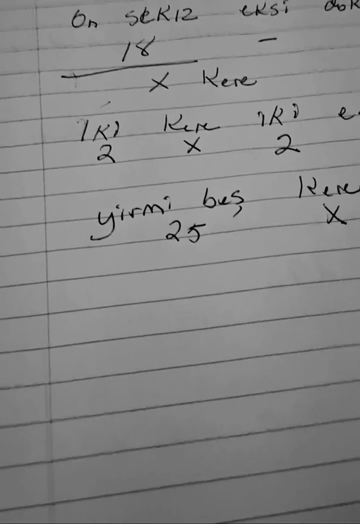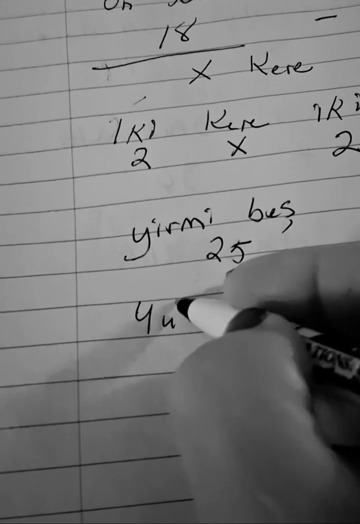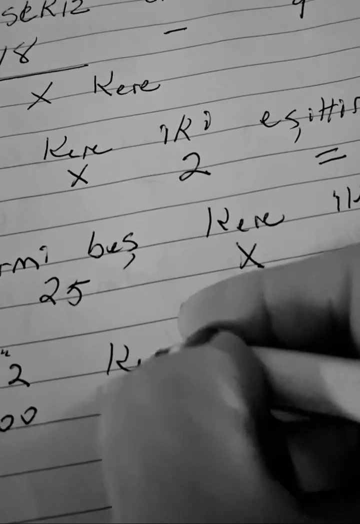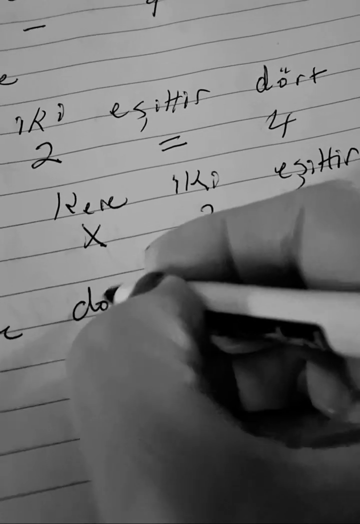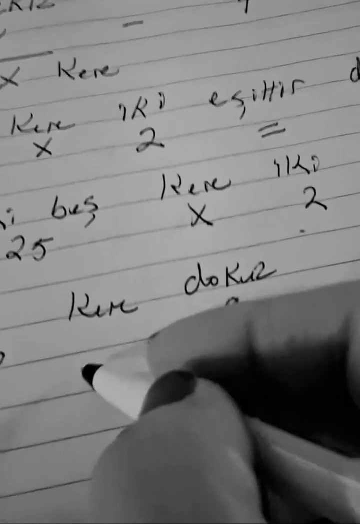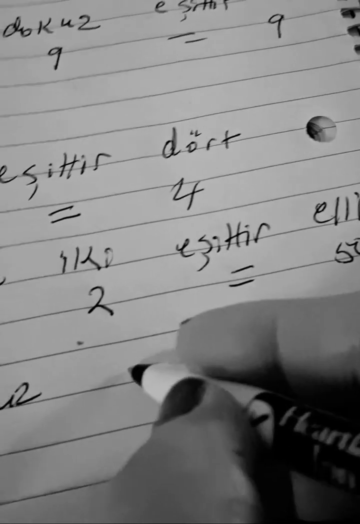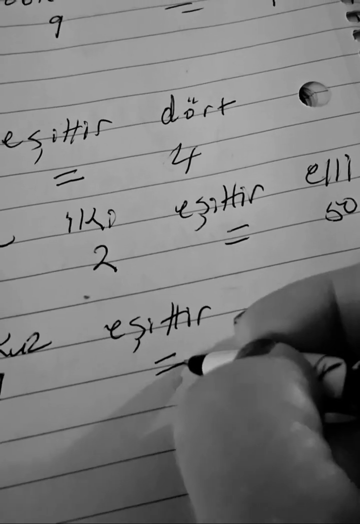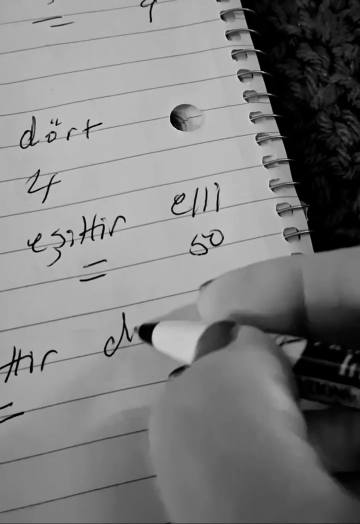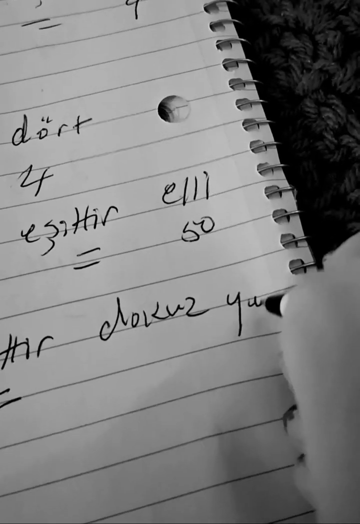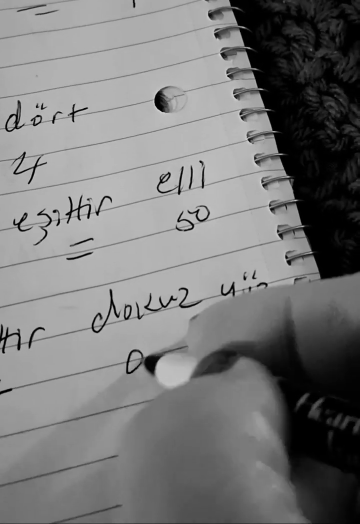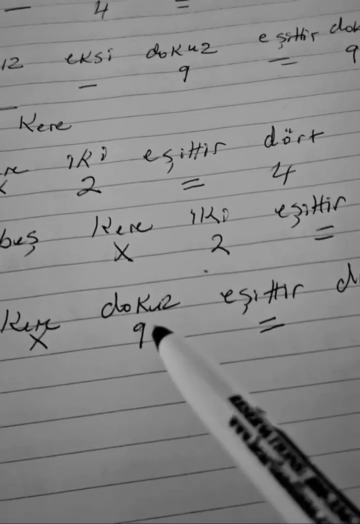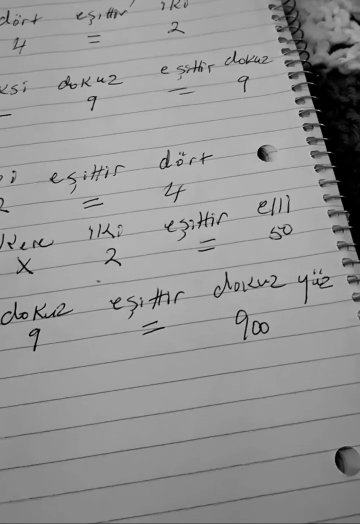Okay? All right, let's do this one. Yüz kere 100 kere 9 eşittir 900. So yüz kere dokuz, 100 times 9 eşittir 900, 900.